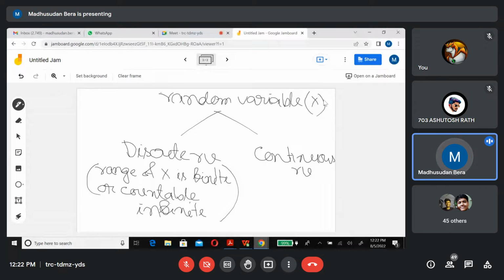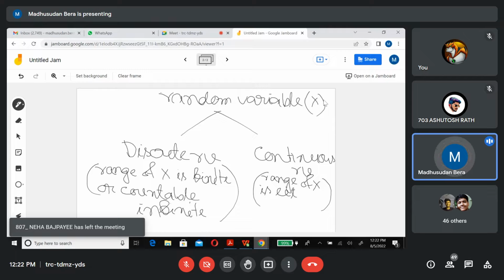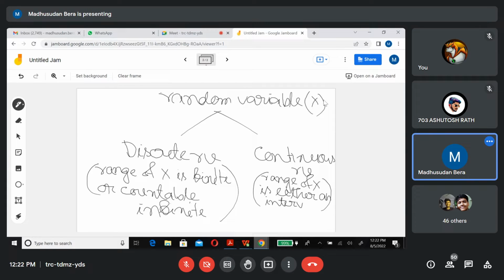For a continuous random variable, the range will be either an interval or a disjoint union of intervals. The range of X is either an interval or a disjoint union of intervals. I am writing that next.